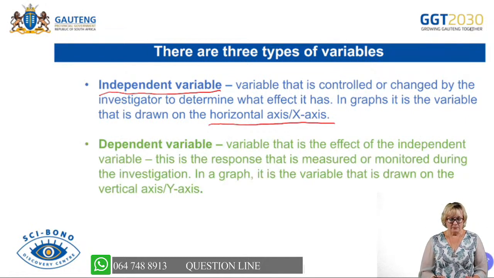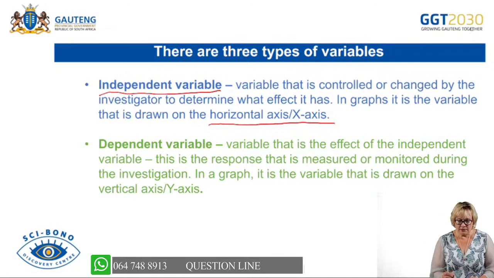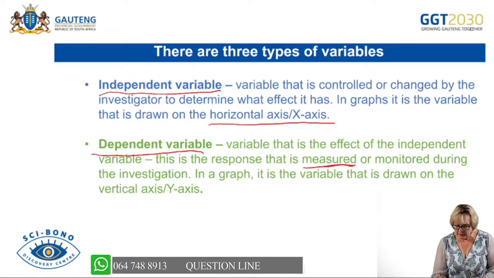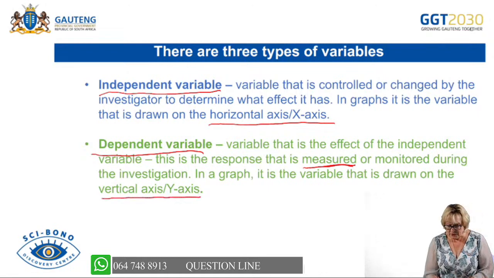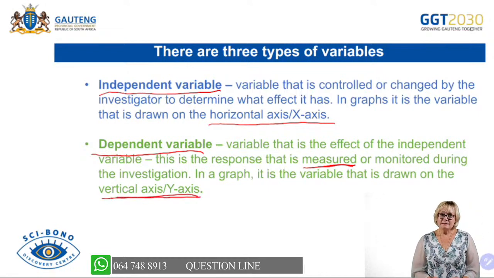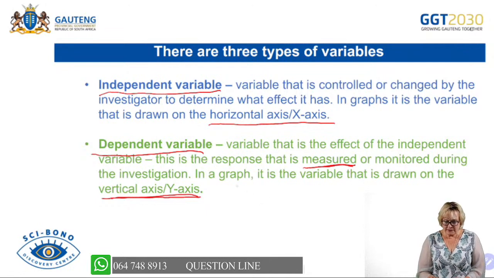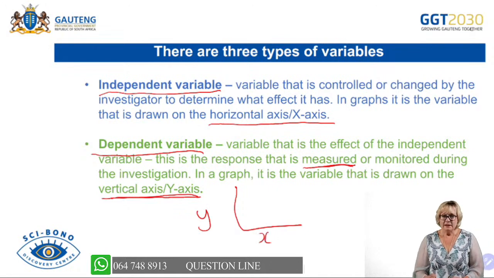The second variable is the dependent variable. This variable is the effect of the independent variable. This is the response that is measured or monitored during the investigation. In a graph, it's the variable that is drawn on the vertical axis or the y-axis. So remember now, the dependent variable, that is the one that you are measuring. And that you're going to find on the vertical or the y-axis of a graph. So if we look at a graph, remember this is the y-axis and this is the x-axis.